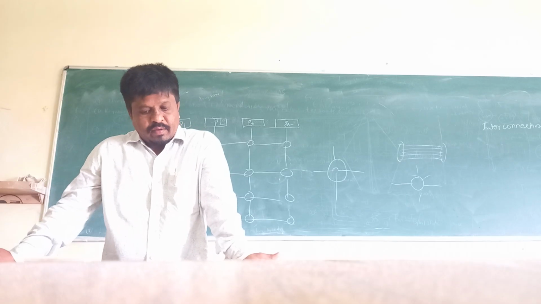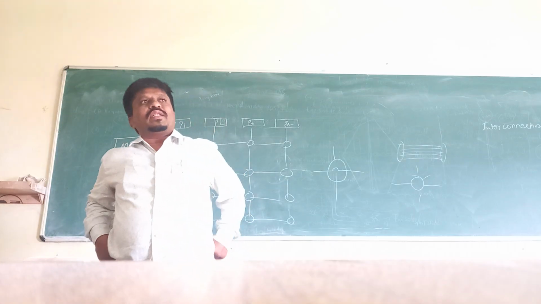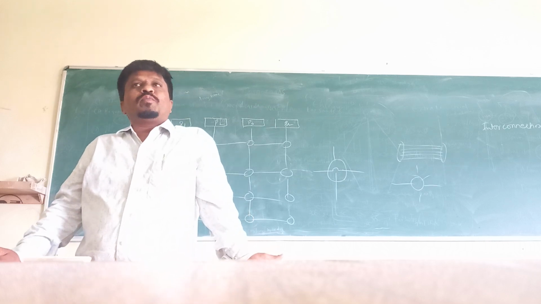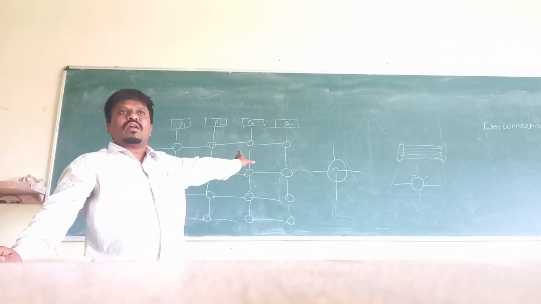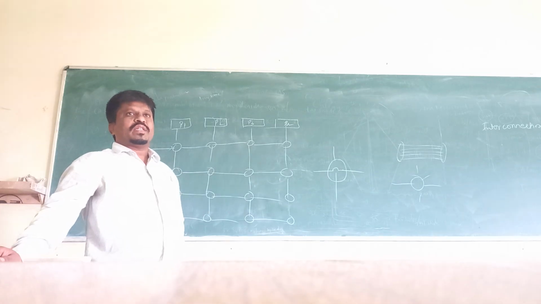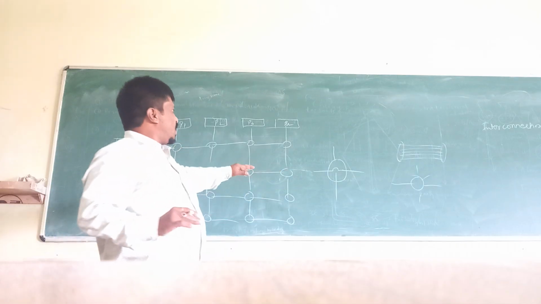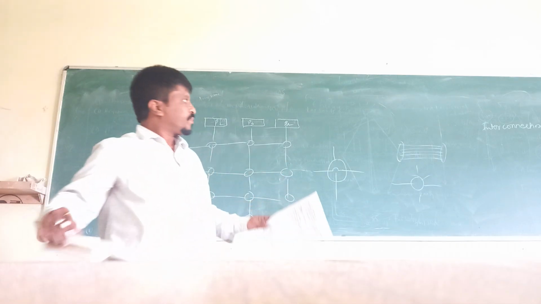I have already told you that there are two types of interconnections: one is shared memory interconnections, another is distributed memory interconnections. Whatever I explained till now is all about shared memory interconnections. Now I'll go to the distributed memory interconnections. In the last class I stopped here, but today we'll continue from this point.